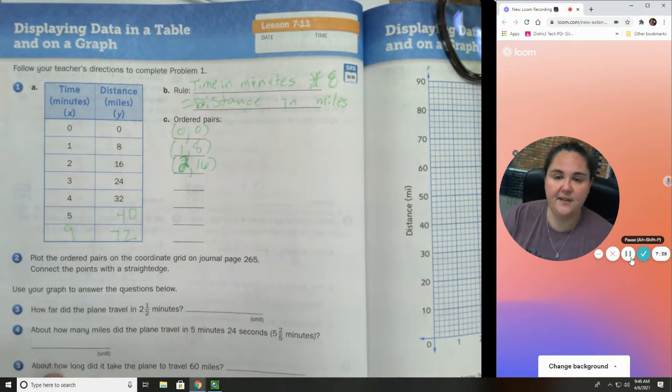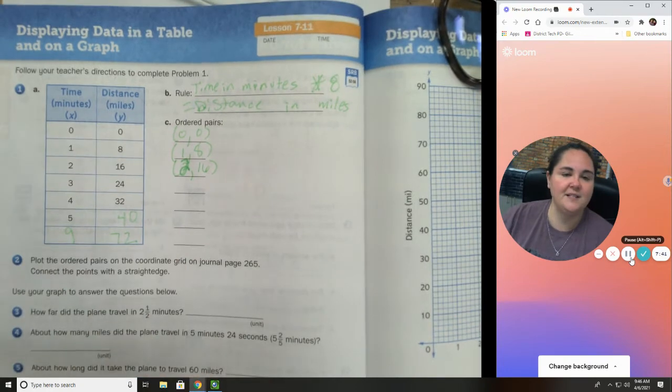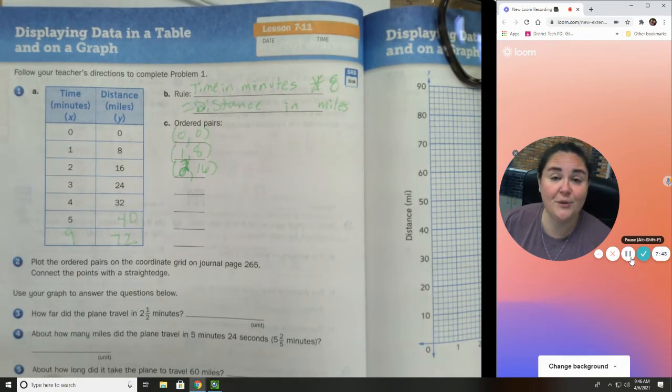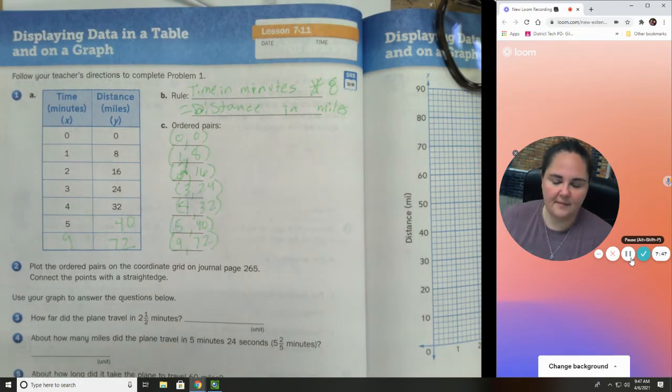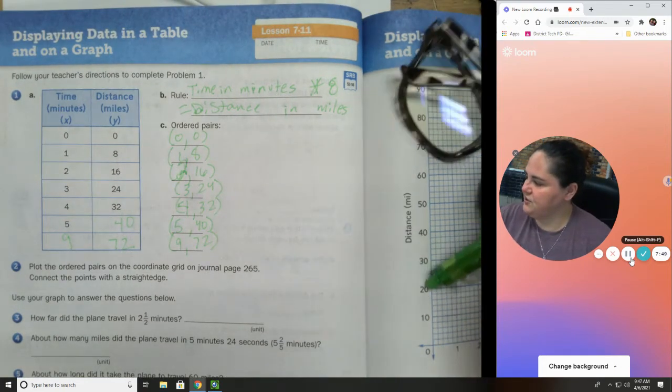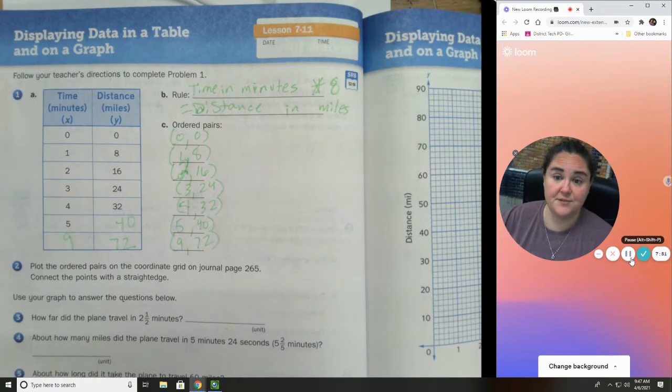I'm going to pause the video here. I want you to finish the ordered pairs and then come back and check. So after you have your ordered pairs written, you may hit continue. Okay, so this should be what you have for your ordered pairs.